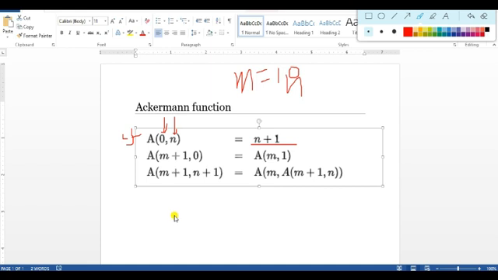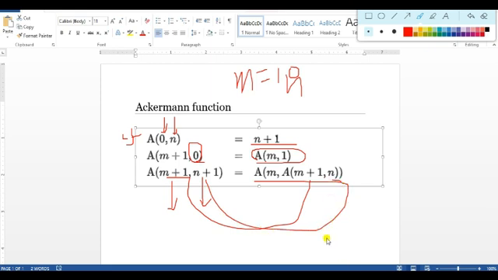And second, if n equals 0, then we use this formula. And when both values are non-zero, whatever the value, the function will be A(m, A(m+1, n)), whatever the value of it is, that value will be here, and only the n will be here. So that is the Ackermann function. You can go through the tutorial and you can get the idea in details also.